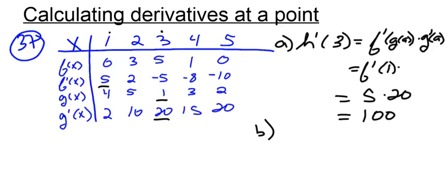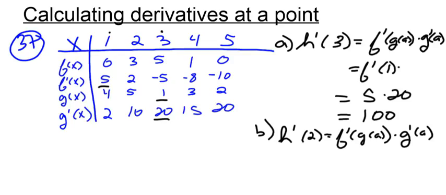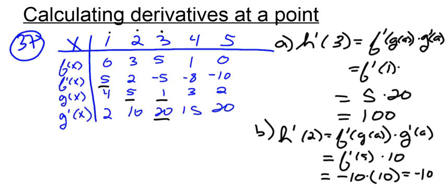If I go to do number B, it's saying h prime of 2, and we're going to use this definition again. That's a composite chain rule. And we're going to do the same process again, that we're going to go ahead and do g of 2 first. That's this column. Going to the g function is 5. So f prime of 5, and f prime of 5 should be negative 10. And then going to the second factor, g prime of 2 should be 10. So this is multiplying 10. My value is negative 100 for this answer.